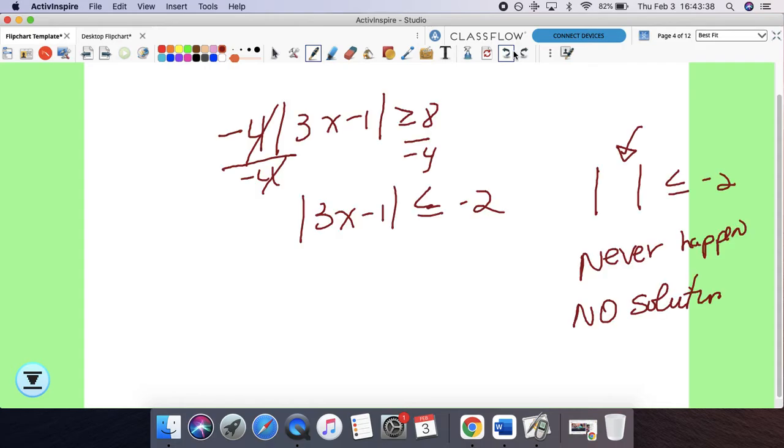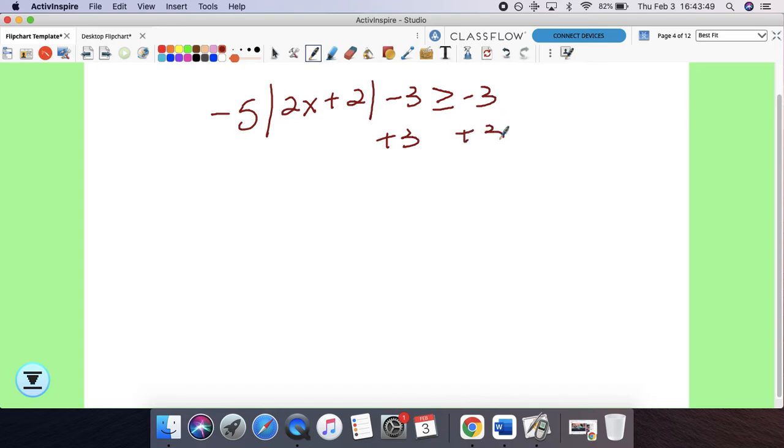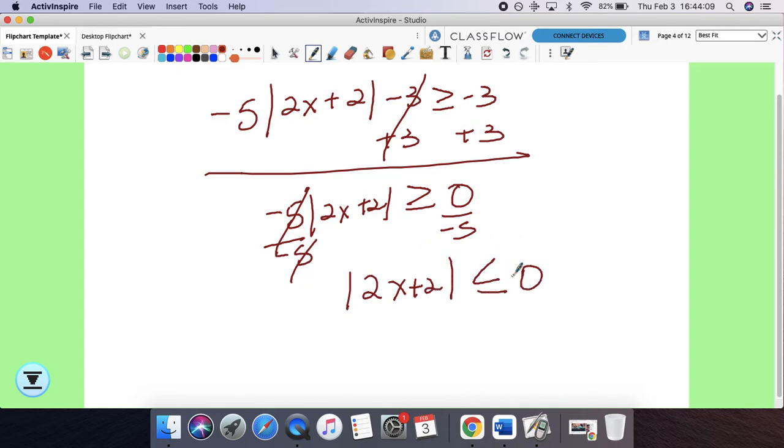Ooh, I just forgot what number we did. Okay, so 19 is next. Negative 5 times absolute value of 2x plus 2, and then minus 3, greater than or equal to negative 3. So let's do plus 3 on both sides. That goes away. I'm left with 0 over here, negative 5 times absolute value of 2x plus 2. We're going to divide by negative 5. Divide by negative 5. So that simplifies to 1. And finally left with absolute value of 2x plus 2. We divided by a negative number, so let's switch that, and that becomes less than or equal to 0.